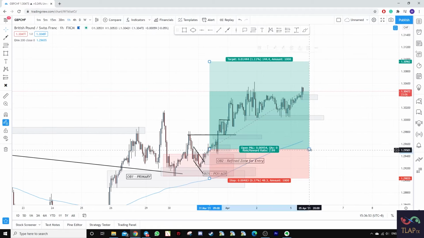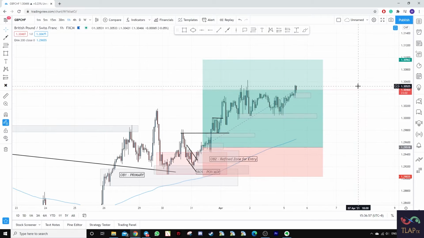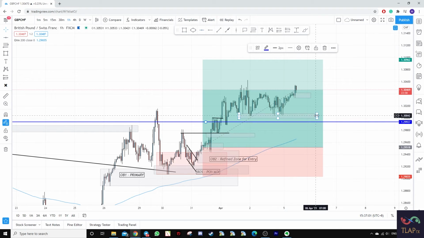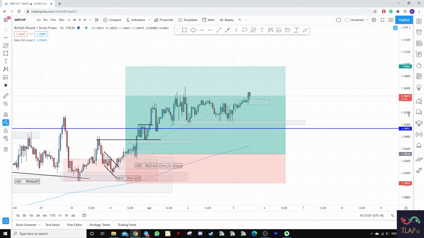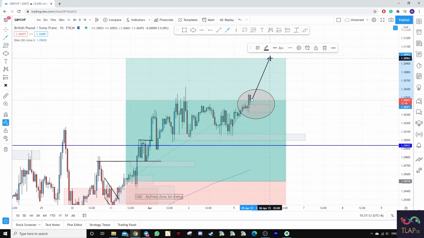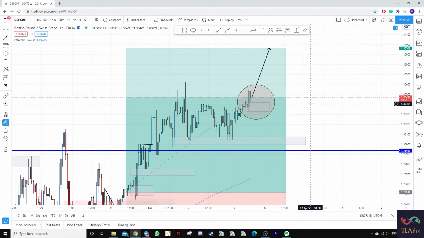So I assume that some of you already took profits along the way, and you can shift your stop loss below this zone over here. Otherwise, hold your trade towards our ultimate take profit level. And currently, this price level over here serves as a potential re-entry for a quick trade towards our take profit area. So this would be a lower time frame trade.